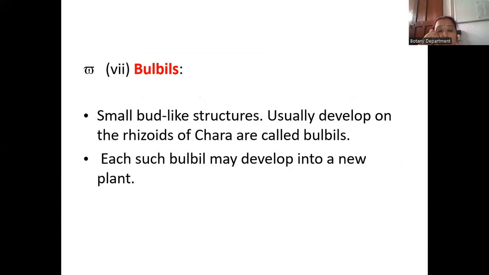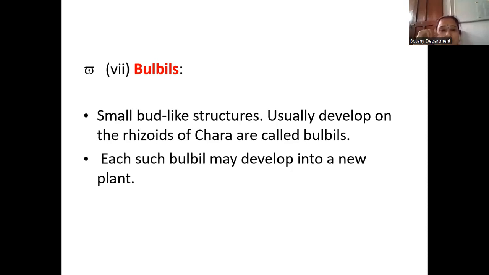Next one is bulbils. Here bulbils you can also observe in the chlorophycean member. Chara is the best example: bulbils, amylum starch, and tubers. These three types of vegetative reproduction you can observe in the chlorophycean member called Chara.